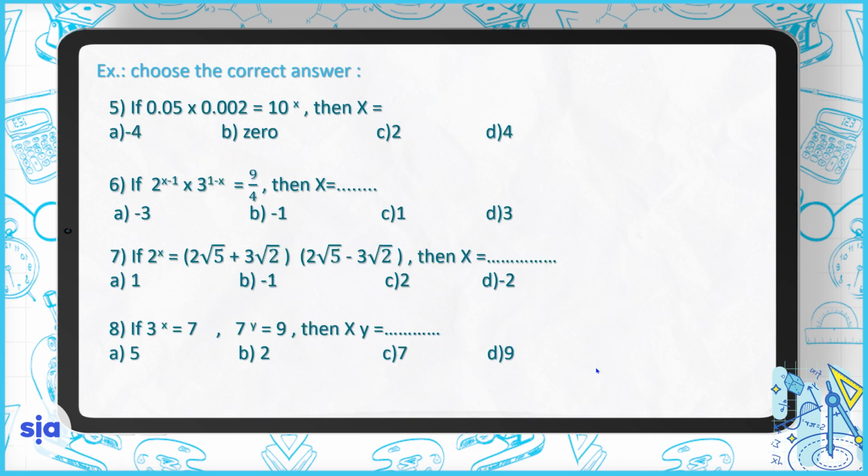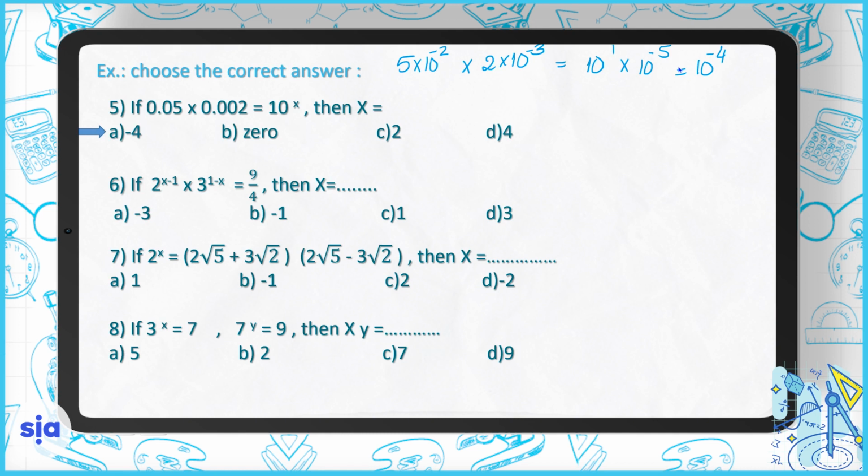Question 5: 0.05 multiplied by 0.002 is equal to 10 to the power of x. What is the value of x? 0.05 is 5 times 10 power negative 2. And 0.002 is 2 times 10 to the power of negative 3. If you multiply the 5 by the 2, it is 10. And 10 power negative 2 multiplied by 10 power negative 3, we add the powers, so it's 10 to the power of negative 4. So in this case, x equals negative 4.